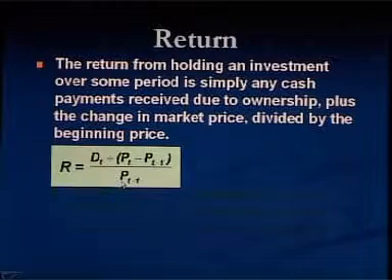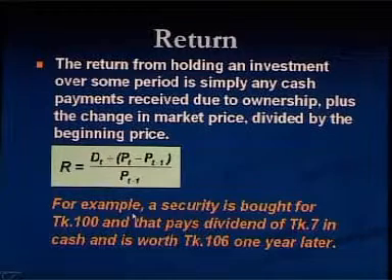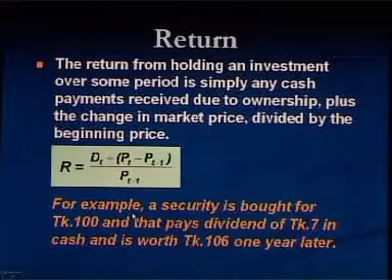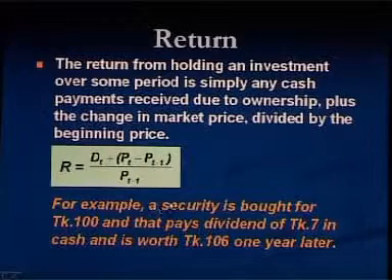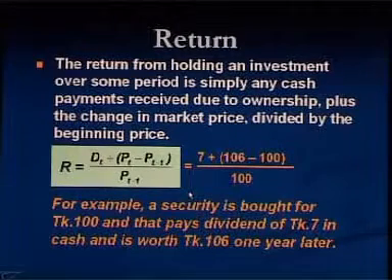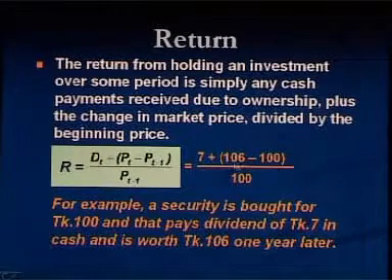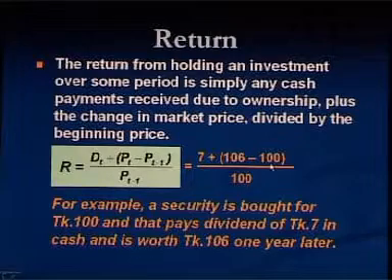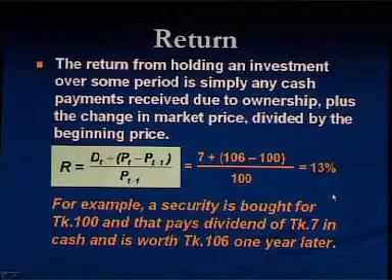For example, a security is bought for taka 100 and that pays dividend of taka 7 in cash and is worth taka 106 1 year later. From this example, we can put values in the equation. So, here dividend was 7, so Dt is 7, ending price was 106 and beginning price was 100. So, this is the change in price and this is the beginning price. Now, by calculating this one, we get that the return is 13%. Here you get the idea about the formula to calculate 1 period return.